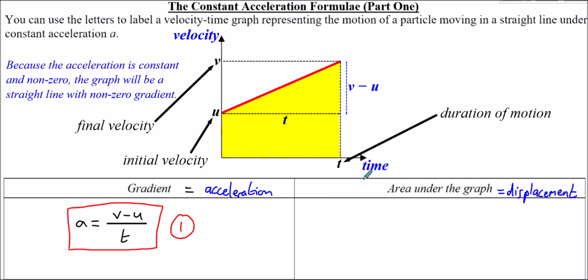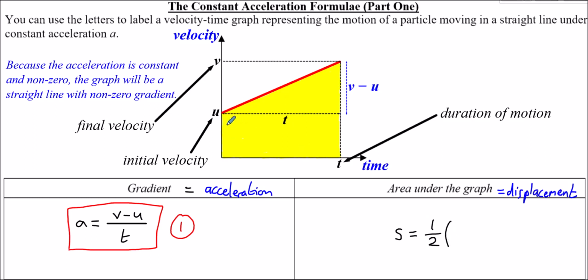We're now going to do the same using this idea of the area under the graph. This is going to give us the displacement. The symbol for displacement is s. So how do we work out the area of this? Well, as you can see here, typically it's going to be a trapezium. To work out the area of a trapezium, we do half of the sum of the two parallel sides.